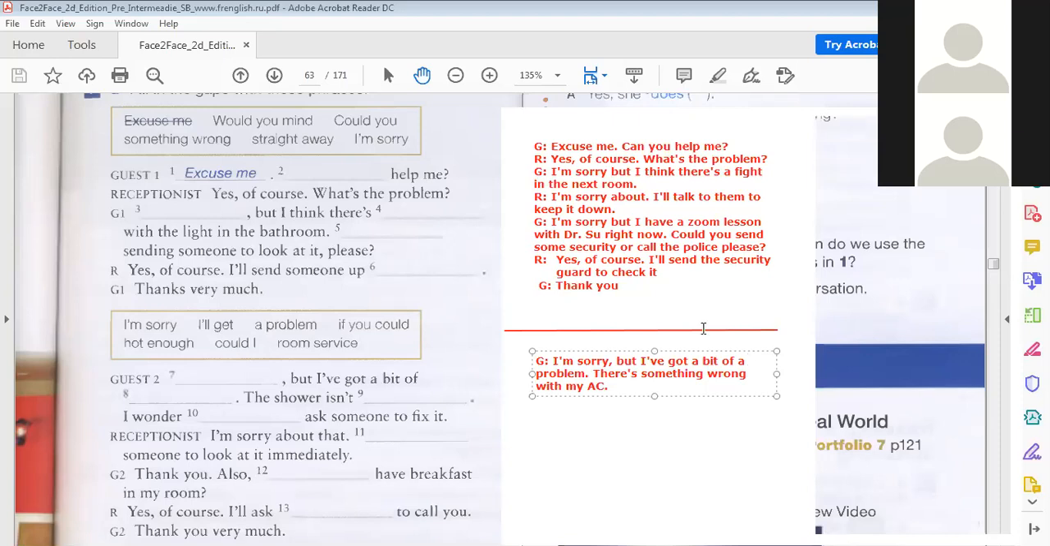I'm sorry. I'll ask or I'll send. Okay, so this is the receptionist, right? I'm sorry to hear that. I'll send someone to check it, for example, immediately. Right now. I'll send someone to check it right now. Okay, and now you have another thing you want to ask about.